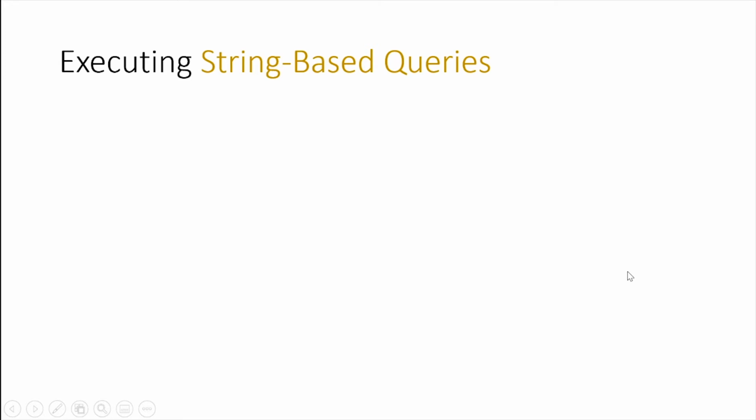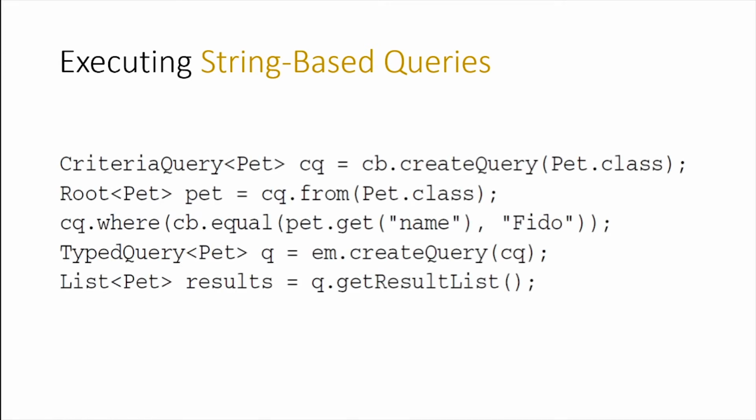So, executing string-based queries. String-based queries are executed similarly to strongly typed criteria queries. First, you create a typed query object by passing the criteria query object to the entityManager.createQuery method. Then call either getSingleResult or getResultList on the query object to execute the query. And that's it. That's all there is about creating and using string-based criteria queries.